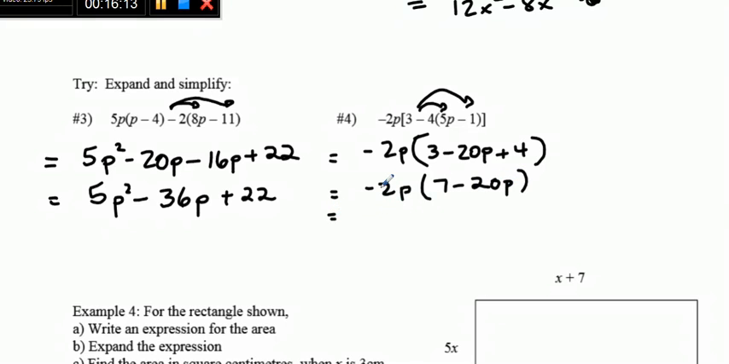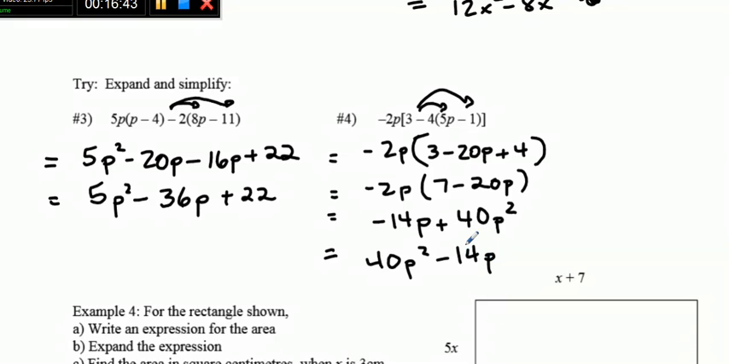And when I do my distributive law now, I have minus 2 times 7, which is minus 14p and nothing else, so that's just p. And then minus 2p times minus 20p is going to be plus 40, and then the p's multiplied together give you p squared. Now I'm just going to rearrange this so that the p squared is first, because I should be expressing it in descending order of power.